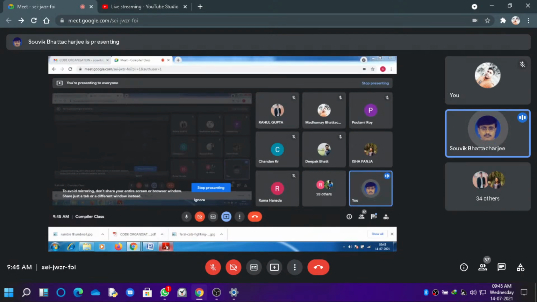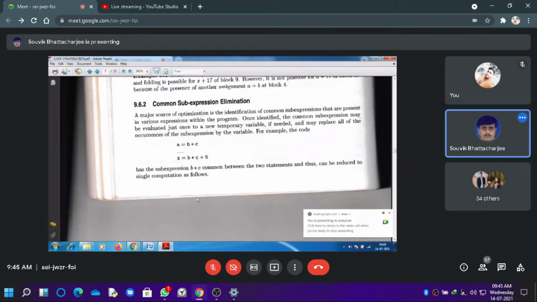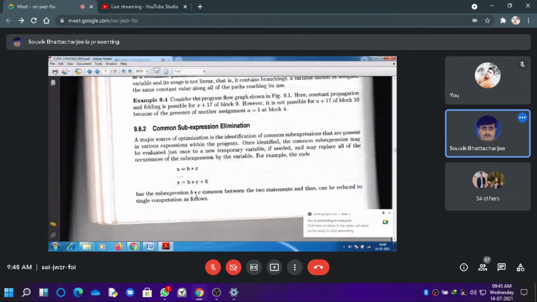Okay. Next one you just see common subexpression elimination. Just a simple one. You just see here: A assigns to B plus C, X assigns to B plus C plus 5. This is a common subexpression.